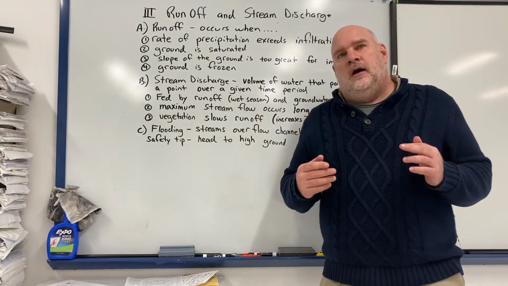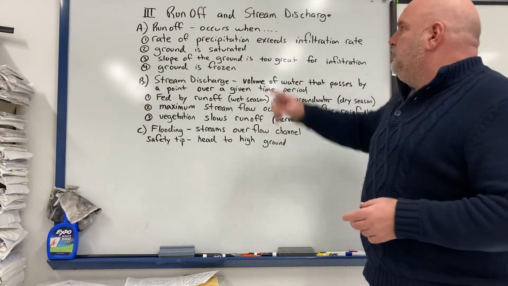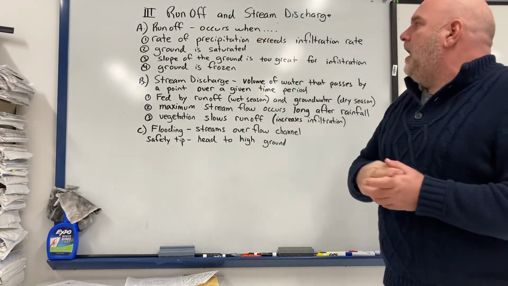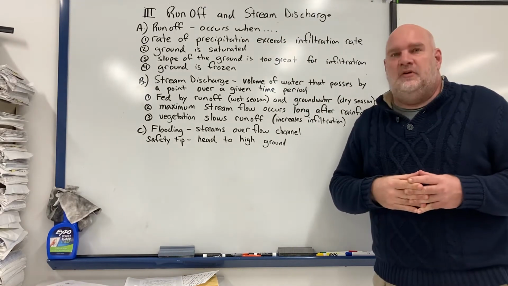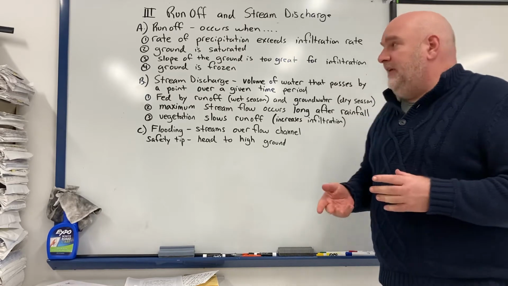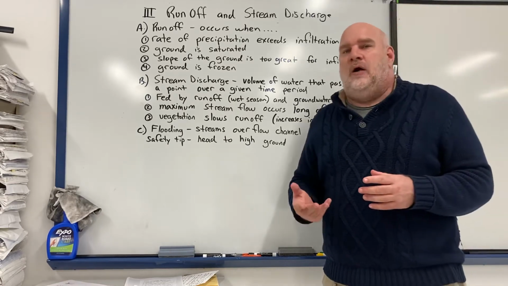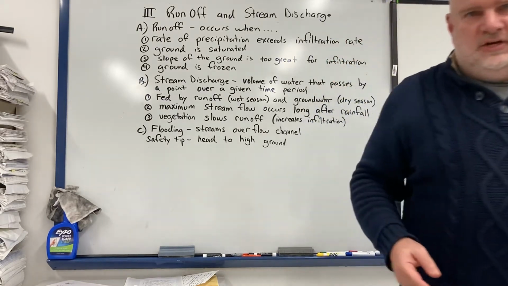So, question: when does runoff happen? Runoff occurs when, one, the rate of precipitation exceeds the infiltration rate. Basically what that means is it's raining faster than the ground can take it in. And I could do a little demonstration over here.